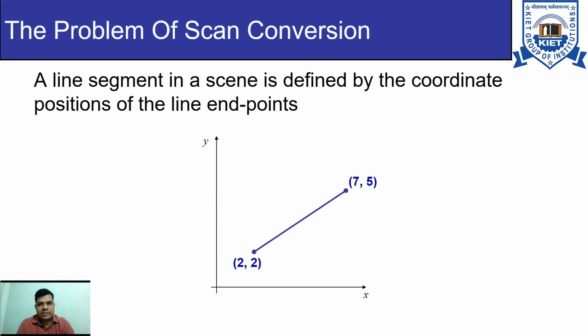Whenever you are using a raster scan system, there is a problem of scan conversion. The problem is that whenever you are drawing any line on the system, the line does not appear straight, except in a few cases. For example, if you are drawing a line which is completely horizontal, completely vertical, or at an angle of 45 degrees, in these three cases the line is straight, but in other cases the line does not appear straight, and this is called the problem of scan conversion.